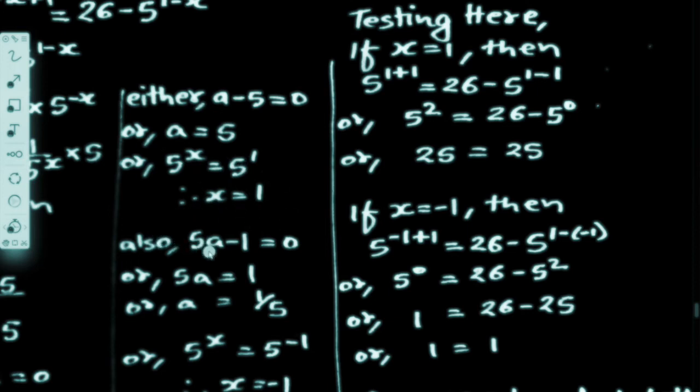Also, from the second factor, 5a minus 1 equals 0, so 5a equals 1, or a equals 1 upon 5. Now replace a with 5 power x, so 5 power x equals 5 power minus 1. If the base is the same, x equals minus 1. In this way, we get two answers: x equals 1 is our first value and x equals minus 1 is our second value.